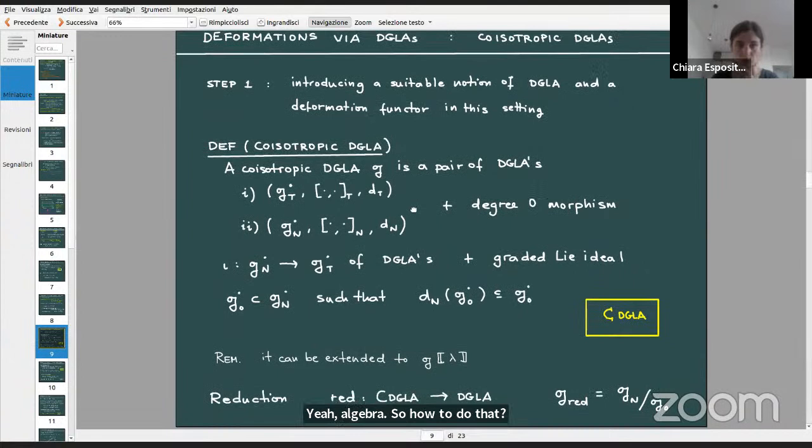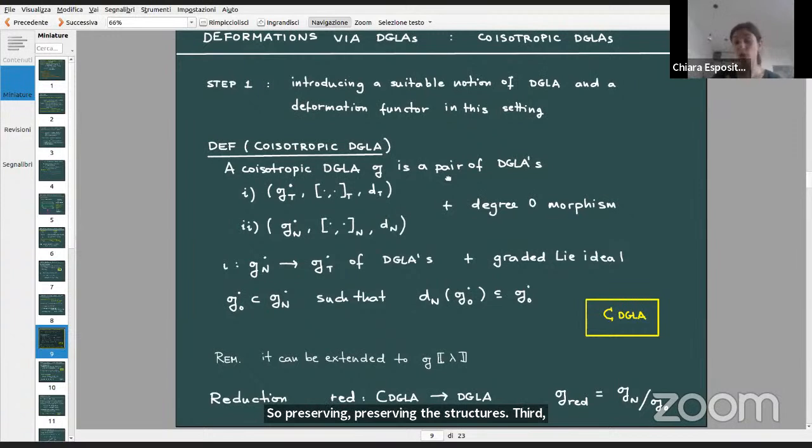So we define a coisotropic DGLA, which I call G, as a pair of differential graded Lie algebras. So somehow the usual moral, a total component, but now the total component is not just an associative algebra, it's a DGLA, so with its structure. Then I have a normal one, same stuff, DGLA structure. And as before, I want Gn to sit inside Gt, right? So as in the coisotropic algebra case. So again, I consider an injection of Gn into Gt, but it has to be also a morphism of DGLAs, so preserving the structures.